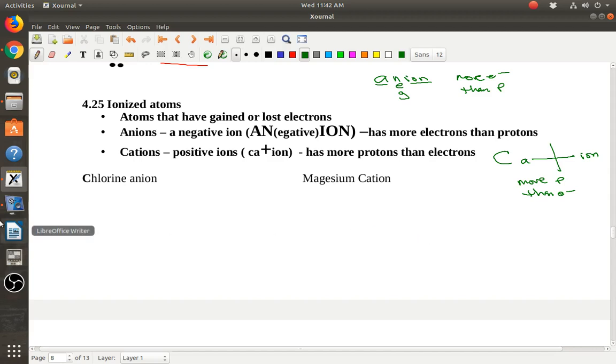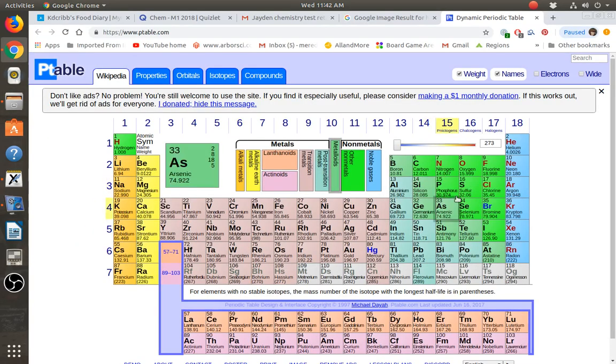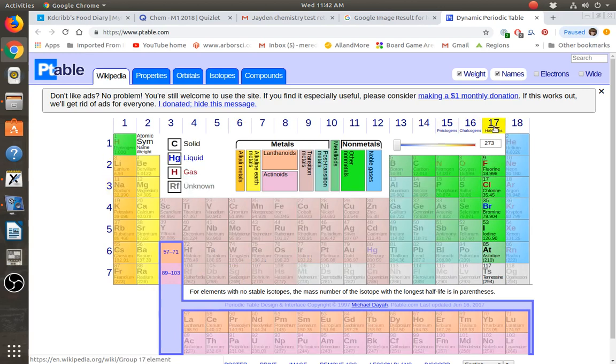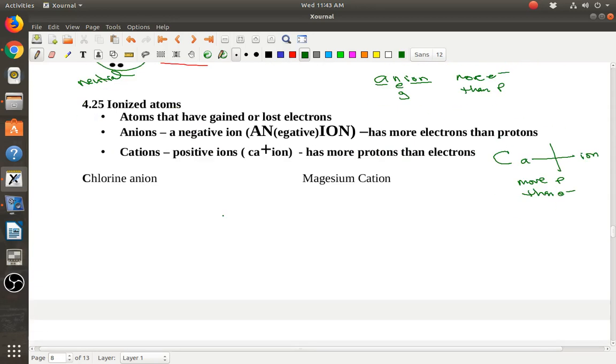Now, we have the neutral atom of chlorine written right here. That's neutral. Now, if you look at chlorine on the periodic chart, again, there's chlorine. It's in column 17. Those are the halogens. Column 17, it has 17 protons and 17 electrons. So I'm going to go ahead and draw the Bohr model of chlorine over here. I'm just going to draw the nucleus with 17 protons in there, but 17 electrons.